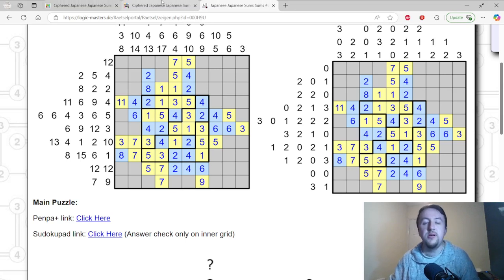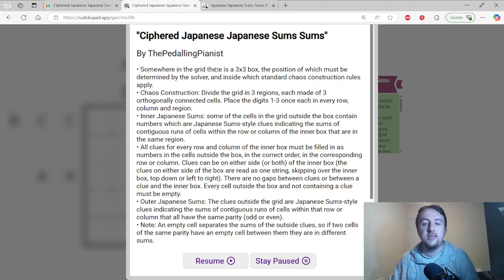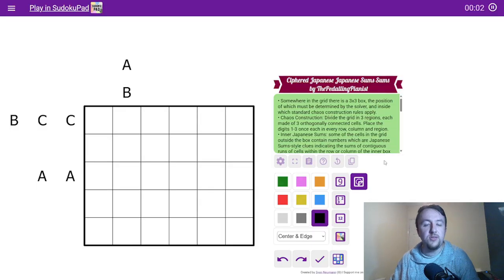So every row, column, and region which are to be found must contain the digits 1 to 3 once each. And that's hopefully an adequate explanation of the rules. So let's get on with the solution.